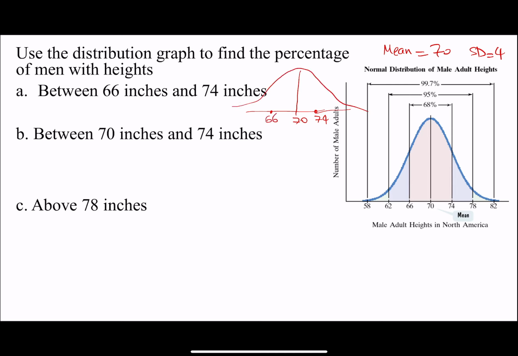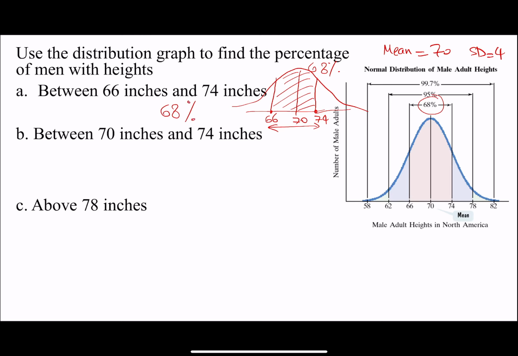Well, we have a normally distributed graph. It says find the percentage of men that have heights between 66 and 74. So 66 and 74 are one standard deviation away from the mean value. How many percent of the data items approximately fall in that area? Well, the rule says 68%, right? Here we go. This area, 68%. So the answer is 68%.